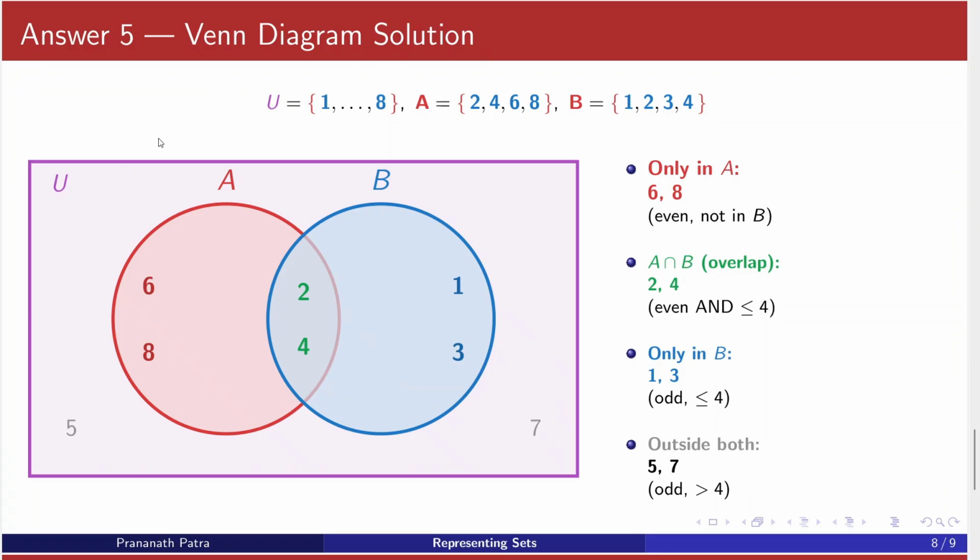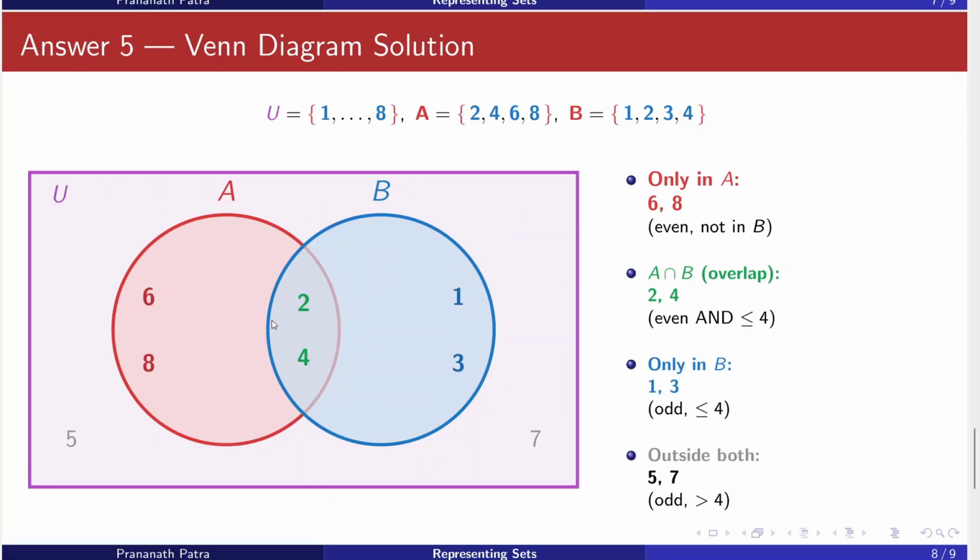We start by drawing a nice large rectangle for our universal set U, which holds our numbers from 1 to 8. Inside, we draw two overlapping circles. The red circle is for set A, and the blue circle is for set B. Whenever you fill out a Venn diagram, the most peaceful place to start is right in the middle, at the overlap. Which numbers are in both set A and set B?